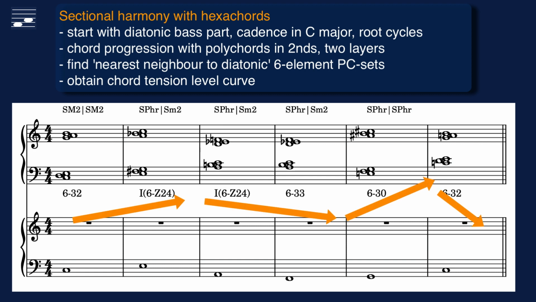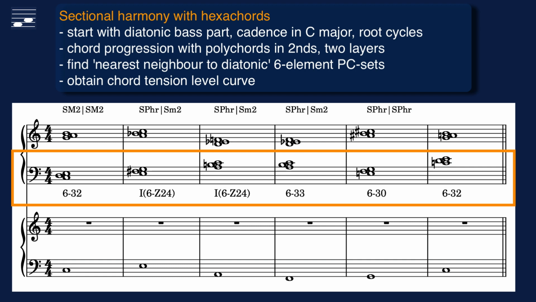There's a certain chord tension level curve, with the highest dissonance level on the next to last chord, the pitch class set 630. Here's the basic harmony with bass part. No attention was paid to voice leading. It is the set of hexachords used in the example. Listen to the 2 layers in isolation, starting with the bottom 3-note chords.